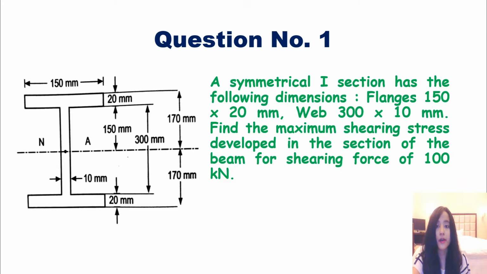Start with the first numerical. It says: a symmetrical I section has the following dimensions: flanges 150 into 20 mm, web 300 into 10 mm. Find the maximum shearing stress developed in the section of the beam for a shearing force of 100 kilonewton.